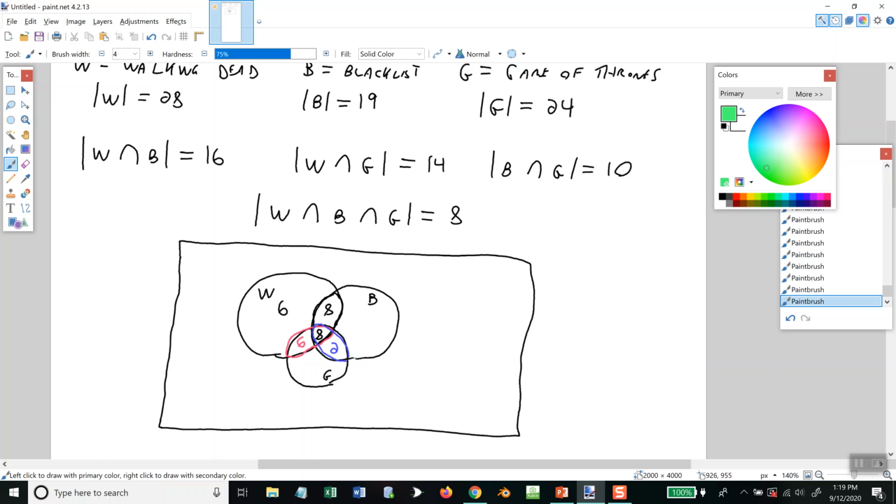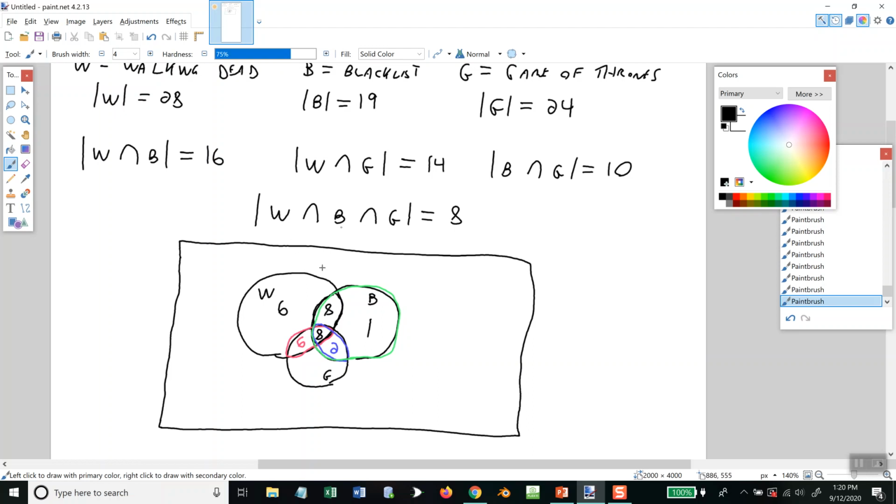Now looking at my B, I'm looking at this circle right here. The cardinality, the number that's in B, is 19. And 8 plus 8 is 16, plus 2 is 18. So this would be a 1. 16, 18, 19.